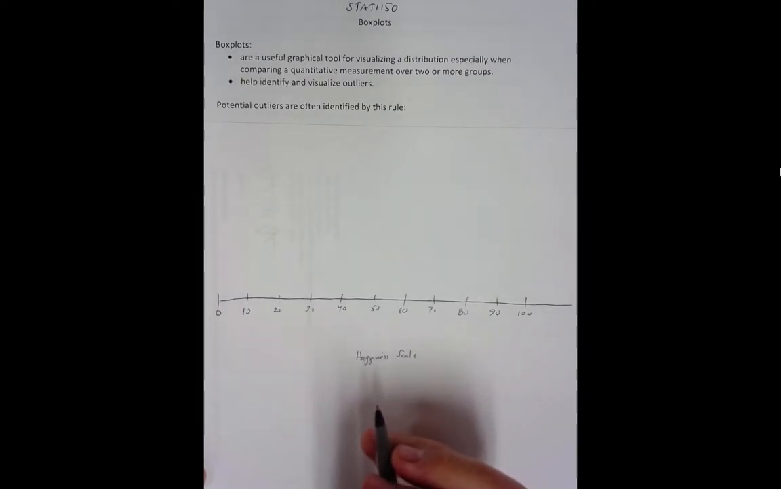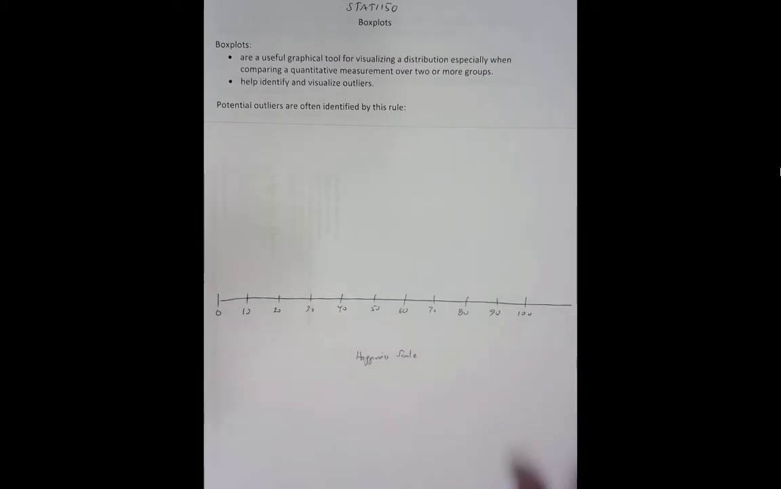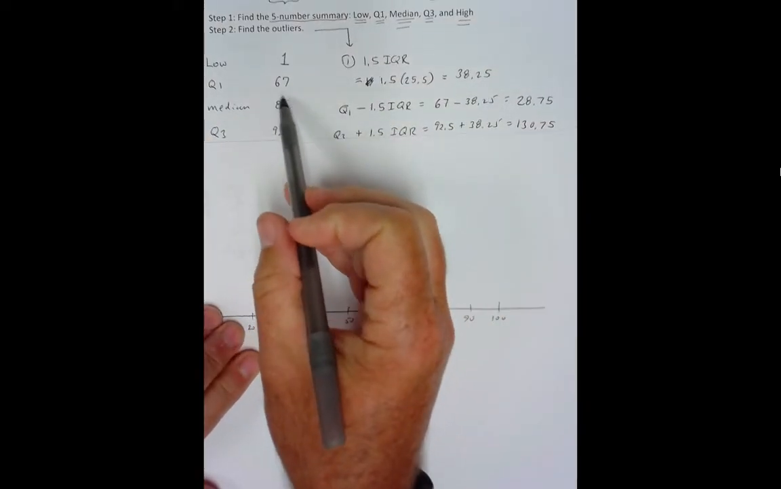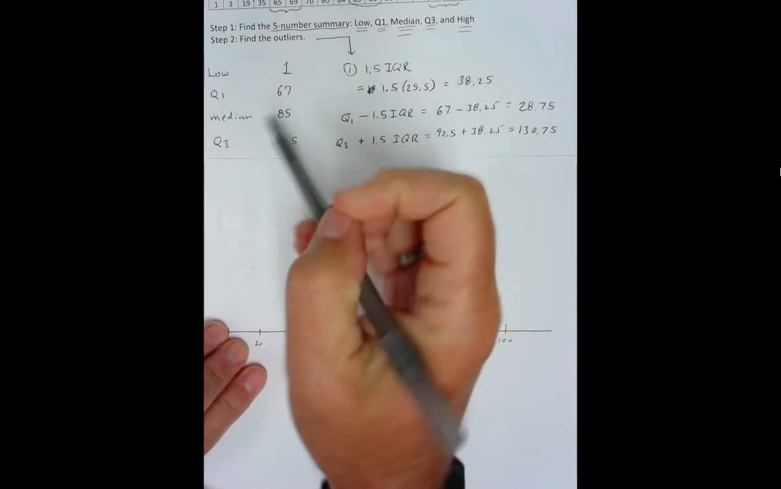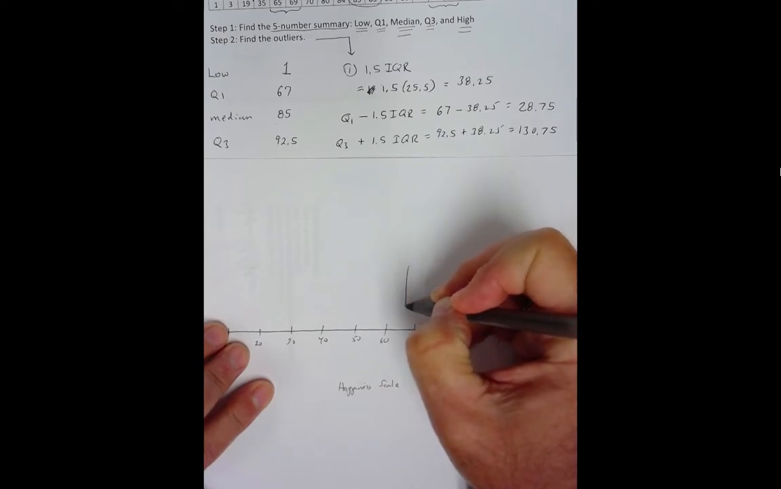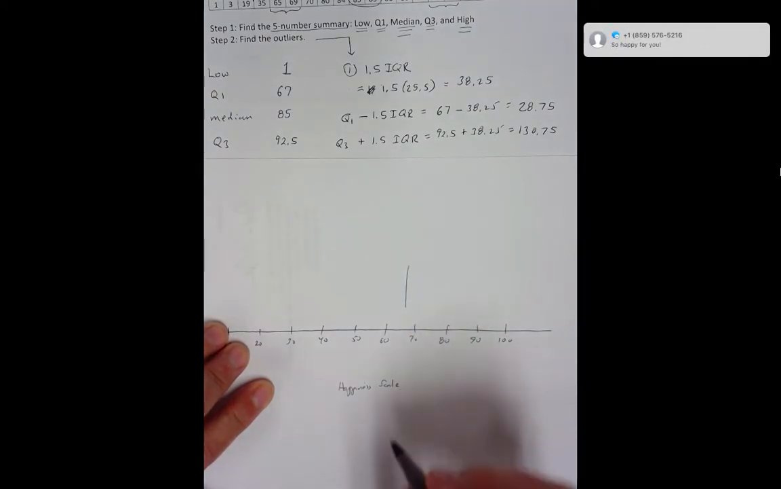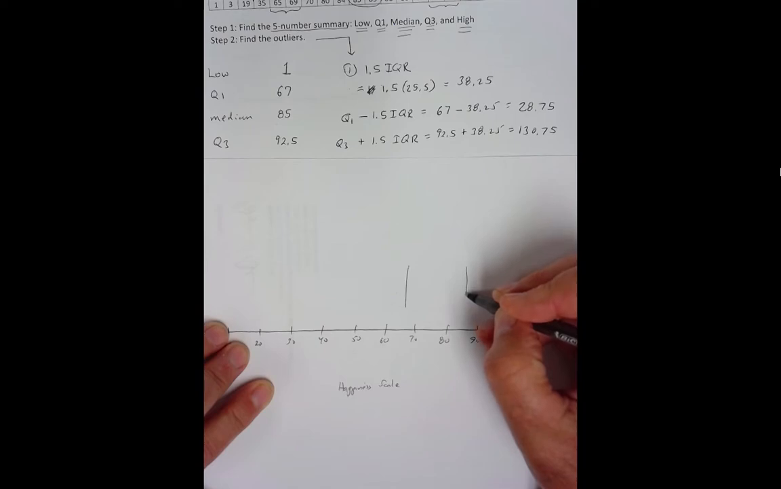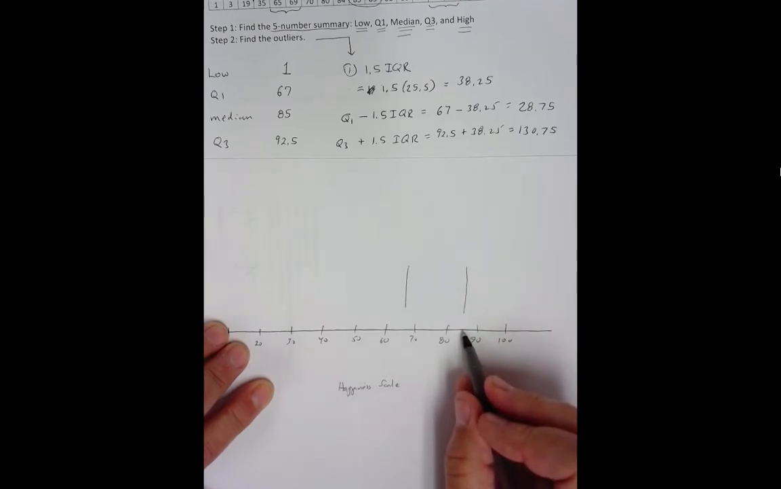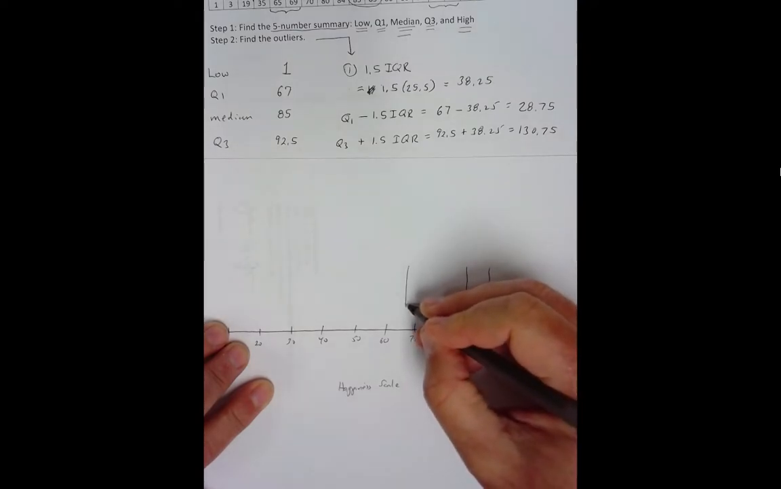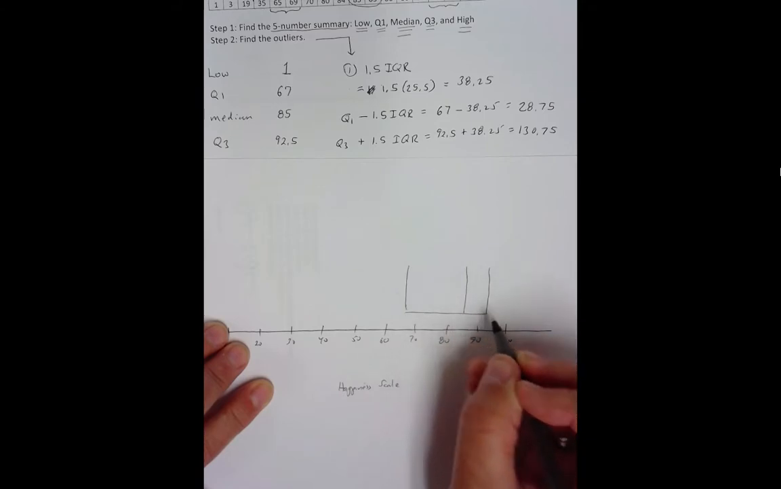Now, what I'm going to do is I'm going to come in and draw 3 lines. First of all, I want to draw 3 lines for my Q1, the median, and Q3. So I want to come in approximately 67, which would be about right here, and I want to draw a line. Next, I want to come in at the median, which is 85, and I want to draw a line. So that's approximately down to 85. Then I'm going to go to 92.5, which is about right there, and I want to draw a line, and then I want to build in a box.